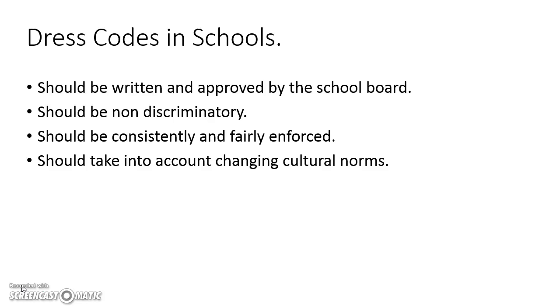There's a number of things that I think a dress code should include. So to be fair, a school dress code should be written and approved by the school board. This should limit the type of biases involved when it's up to an individual administrator or teacher to use his own judgment to determine what he considers appropriate or not. Dress codes should also be non-discriminatory.